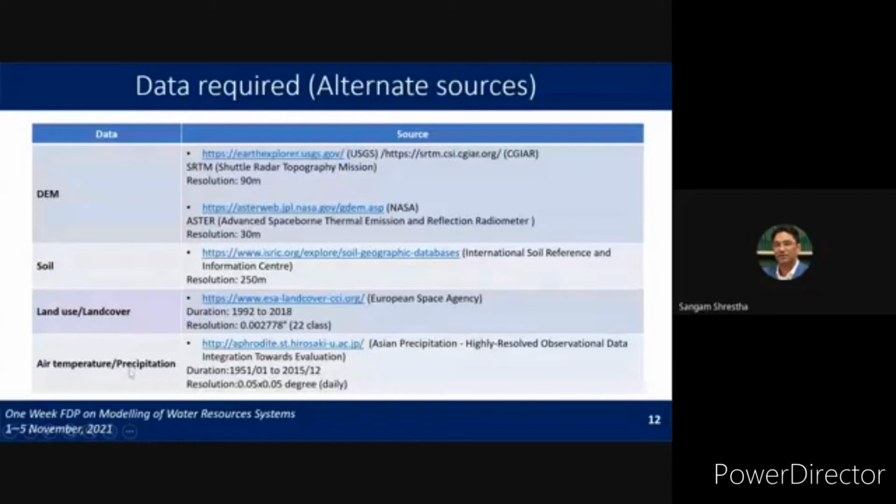Similarly, temperature and precipitation data are also publicly available. For example, there is a project called Aphrodite, where temperature and precipitation data from 1951 to 2015 are available, and these data are at daily resolution. So these are some of the alternate sources of data if we do not have data from the respective government agencies.